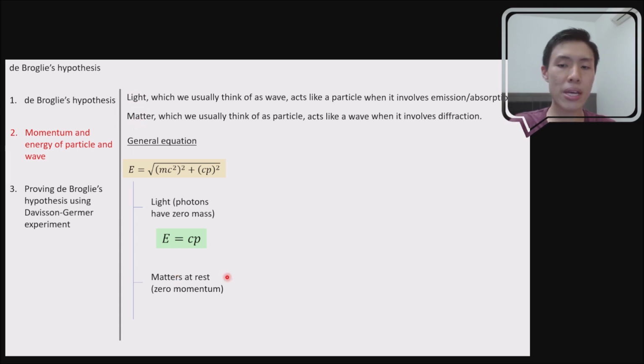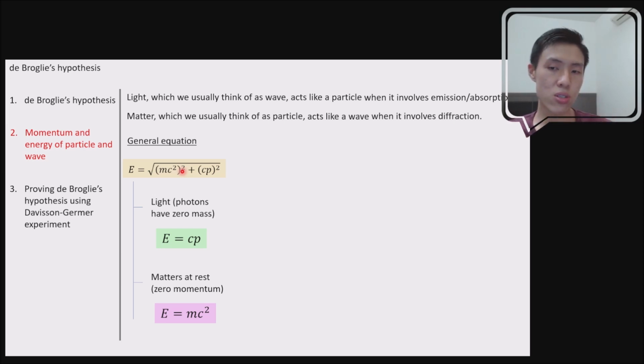So if you are talking about matter at rest, if it's not moving, then we can know that the velocity will be equal to 0, right? So if its velocity equals 0, the momentum should be equal to 0, because p is equal to mv for any kind of matter. Mass times velocity, velocity is 0, so momentum is 0. So if your momentum is 0, your second term over here will cancel out, it becomes 0. Then if you cancel out the square root and the square over here, you get the famous equation E is equal to mc squared.